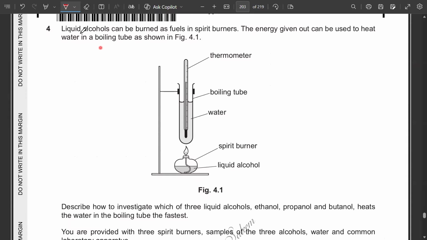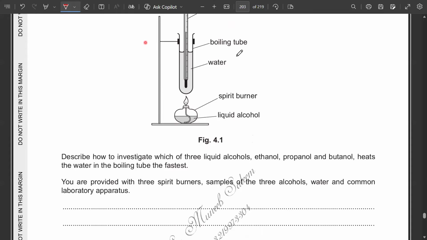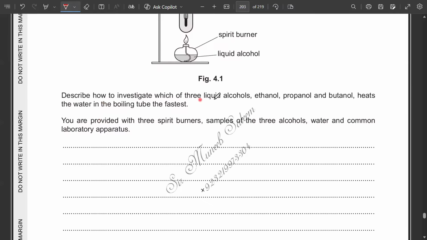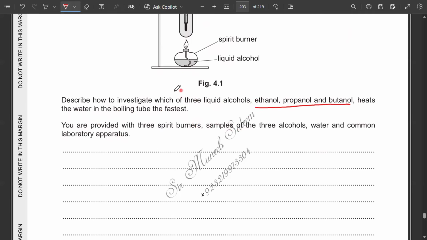Now the last question. Liquid alcohols can be burned as fuels in spirit burners. The energy given out can be used to heat water in a boiling tube as shown. This is the picture of the boiling tube setup. Describe how to investigate which of the three liquid alcohols, ethanol, propanol, and butanol, heats the water in the boiling tube the fastest. You are provided with three spirit burners, samples of the three alcohols, water, and common laboratory apparatus. So you have to check which of these three alcohols provides the fastest heating.